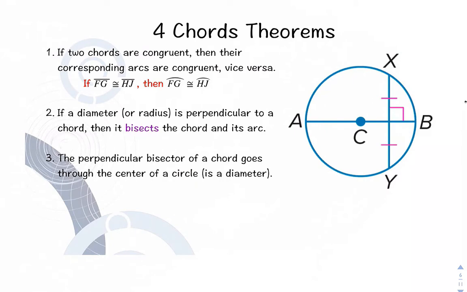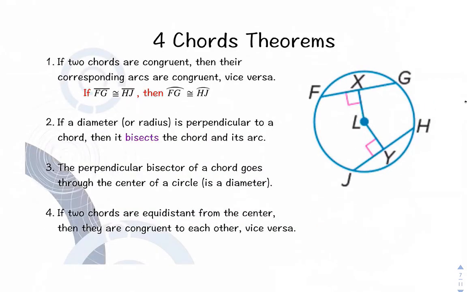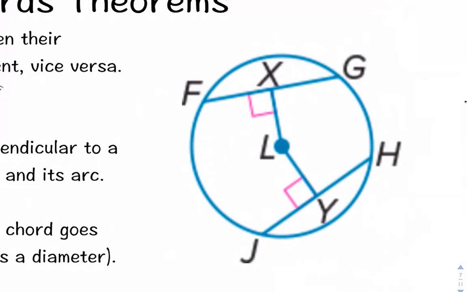All right, and last theorem here. If two chords are equidistant from the center, then they are congruent to each other. And vice versa: if the two chords are congruent to each other, then they're equidistant from the center. Looking at this picture, I apologize that it's a little blurry. Remember, if I measure to a segment, I measure perpendicularly. So this says if LX and LY are congruent, so they're equidistant, then I know FG and JH are congruent to each other as well.